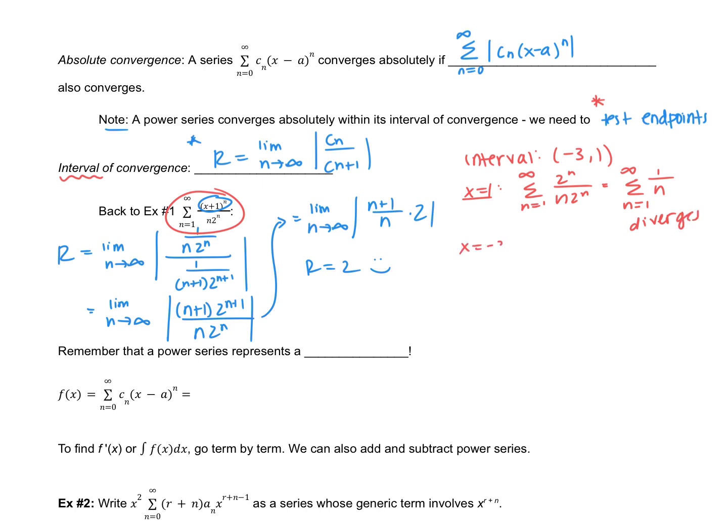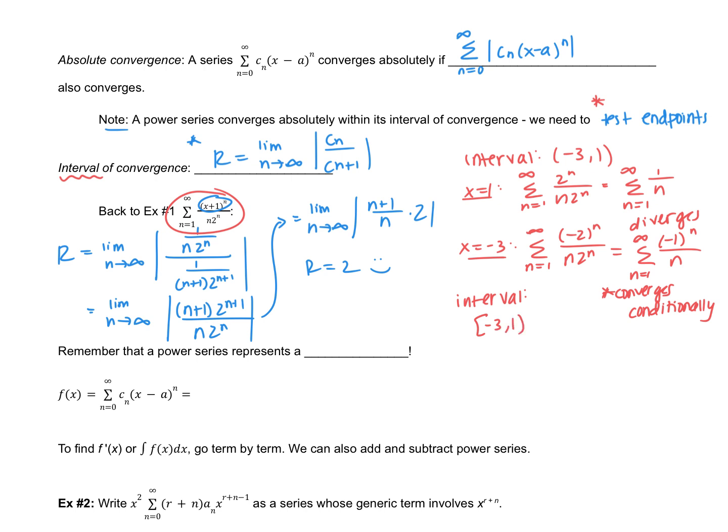Then if we do x equals -3, we're going to have the sum from n equals 1 to infinity of -2 to the n over n, 2 to the n. So simplifying that, that becomes the series from n equals 1 to infinity of -1 to the n over n. And this one, if we remember, converges conditionally. So if we were looking for our interval of convergence then, for example number 1, that interval would be from -3 to 1.